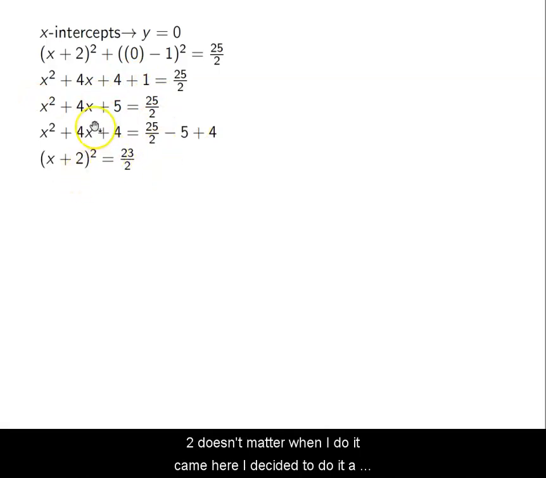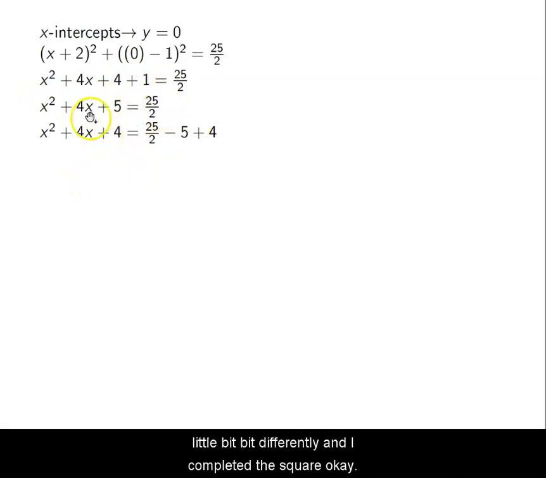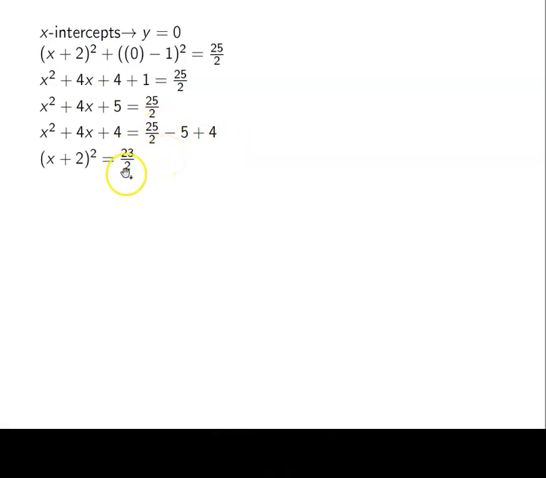Here I decided to do it a little bit differently, and I completed the square. To complete the square, I just need to add 4 to both sides. Just trying to show you guys there are different options available for doing these kinds of things. So this is a perfect square. This I can condense down into 25/2 minus 1, and 1 is just 2 over 2, so this should be 23 over 2.